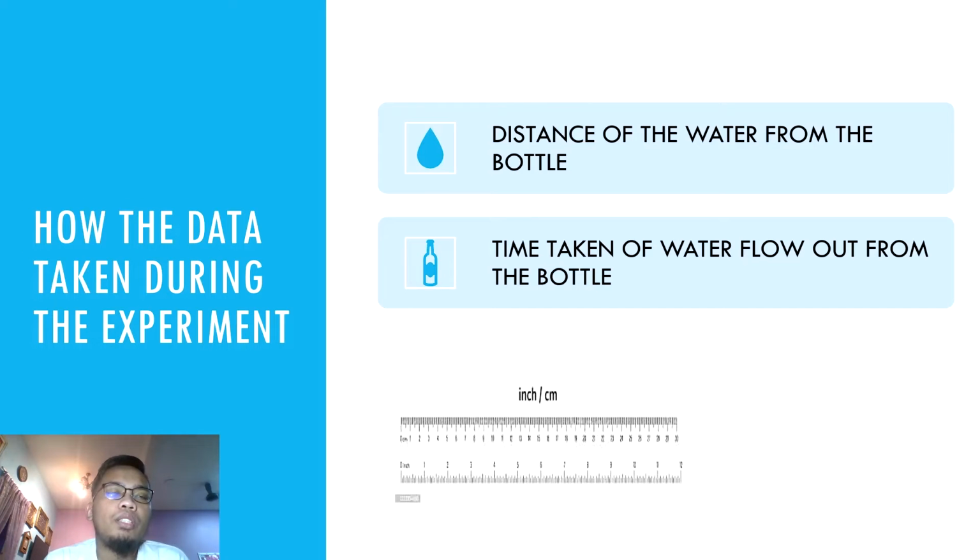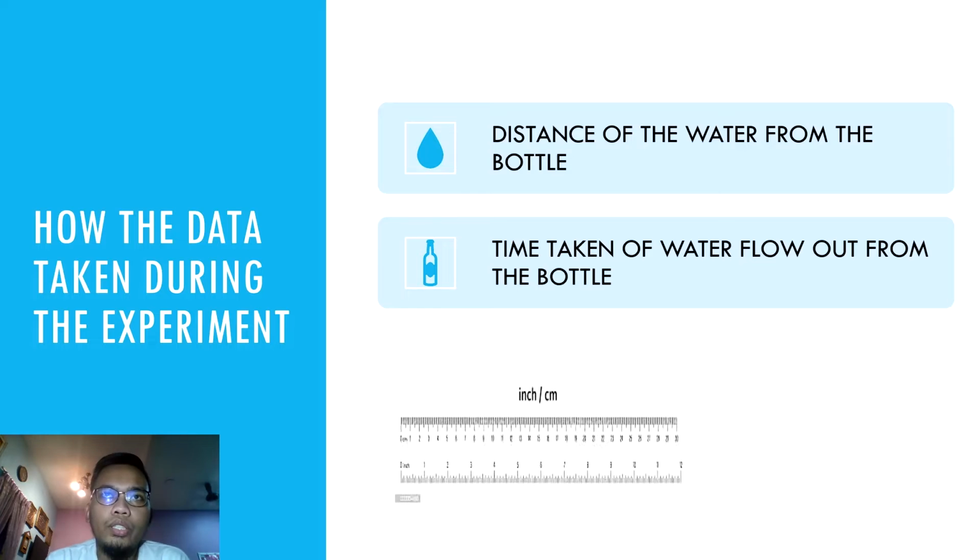Assalamualaikum. My name is Mohamad Aiman bin Mohamad Zaidi, TG 21007. For my part, I will present how the data was taken during the experiment. Firstly, we need to know what data we need from this experiment.